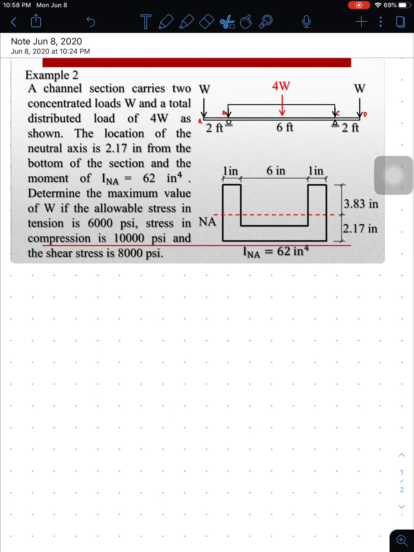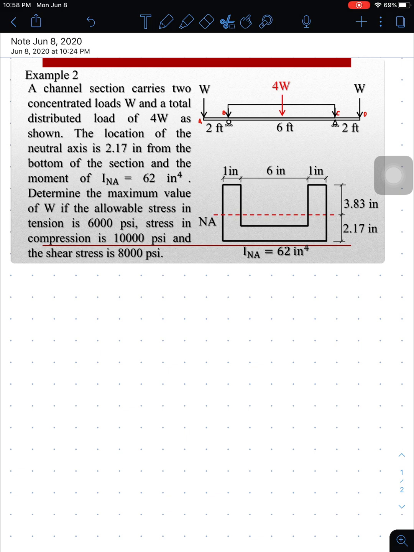And the moment of inertia about the neutral axis is 62 inches to the fourth power. Determine the maximum value of W if the allowable stress in tension is 6,000 psi. So it wasn't said whether it's flexure or shear, but it says here that it's tension. So what can cause tension? It's going to be bending. And if it's bending, then it's about flexure.